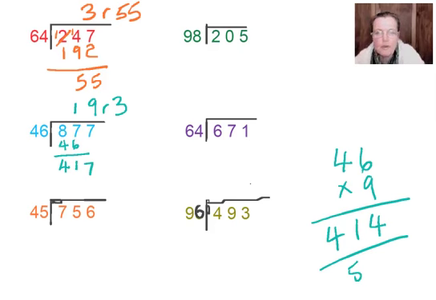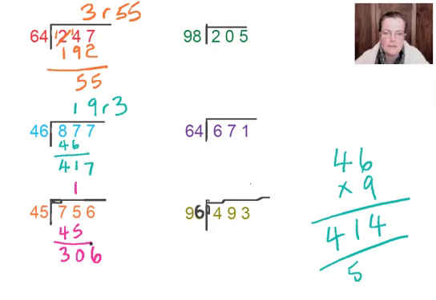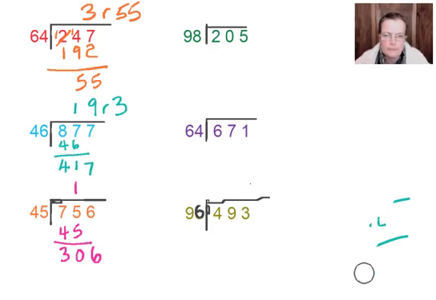We'll give ourselves a vibrant pink, shall we? 45 and 45 is 90. So that goes in once. 45. 5 and 5 is 0. 7 take away 4 is 3. Bring down the 6. Ooh, what do you fancy?